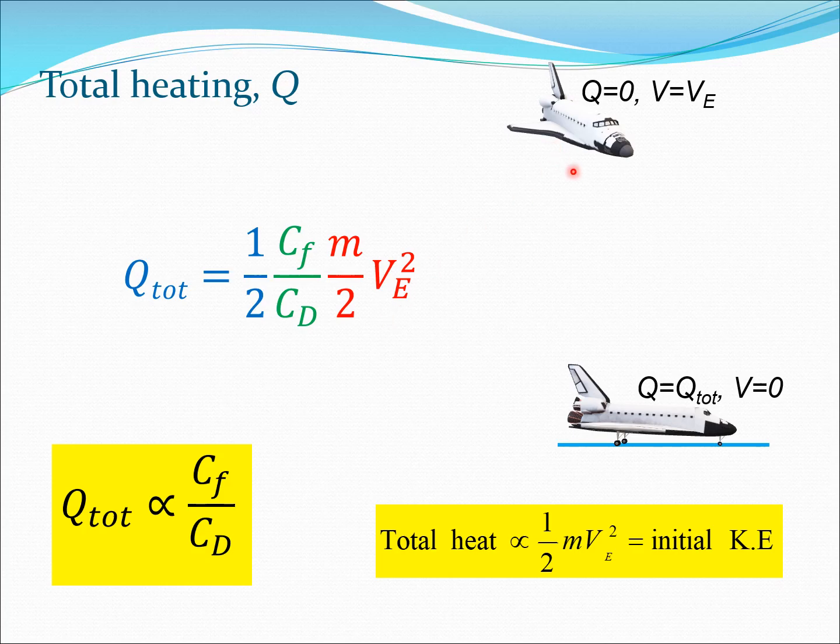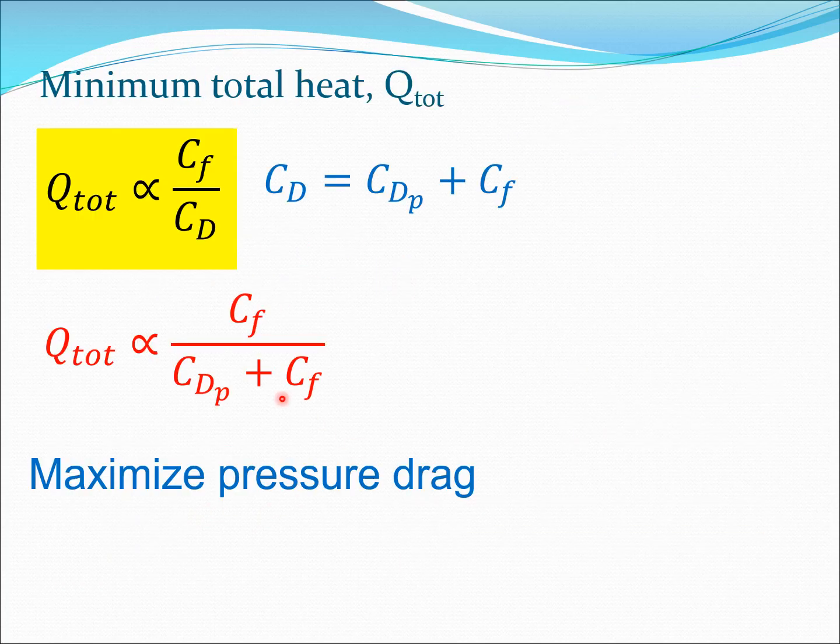So that's the obvious solution. You want to enter at a lower velocity. Now the second solution has to do with reducing Cf by Cd because Q dot is also proportional to Cf by Cd. So that's what we are going to look at next. So if we look at that part, we are going to find out how to get the minimum total heat Q dot. So this is proportional to Cf by Cd, but recall Cd is Cdp plus Cf, Cdp being the pressure drag and Cf being the skin friction drag. So I can write Q dot in this form here.